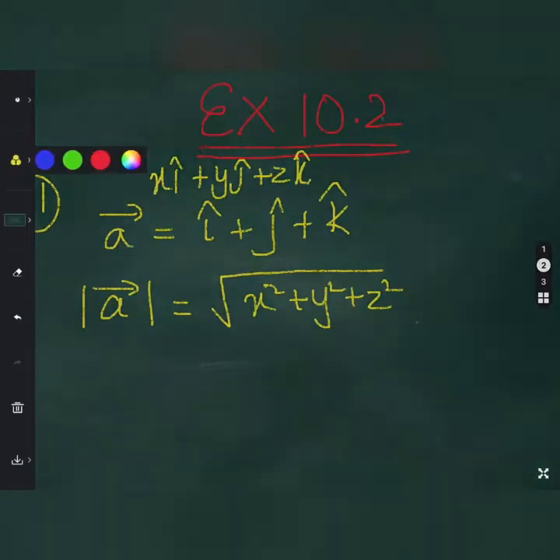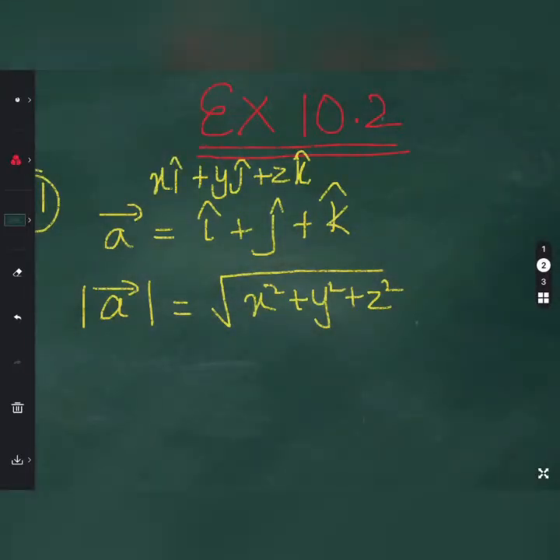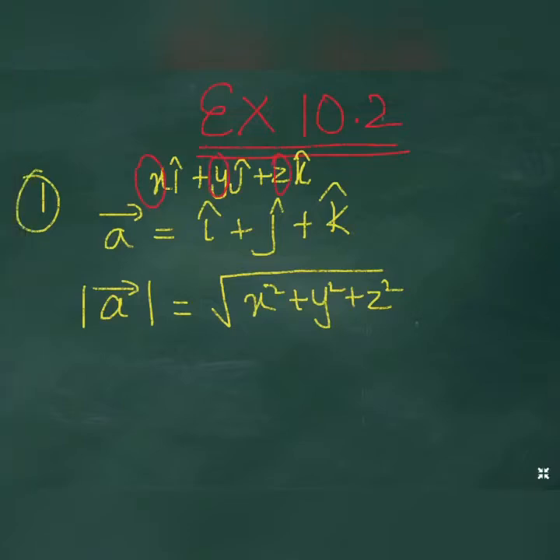Here the x, y and z are nothing but equal to 1. Vector A is equal to 1 i cap plus 1 j cap plus 1 k cap. Hence, when we substitute it in the formula, we get 1 square plus 1 square plus 1 square respectively, which is equal to 1 plus 1 plus 1, which is equal to root 3 units.